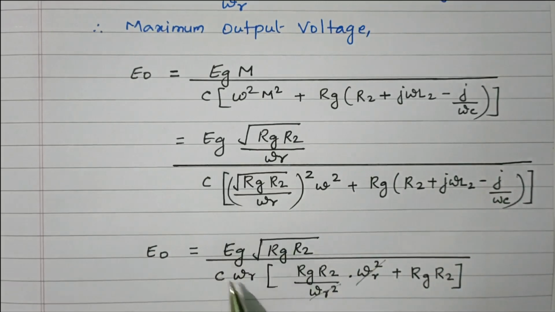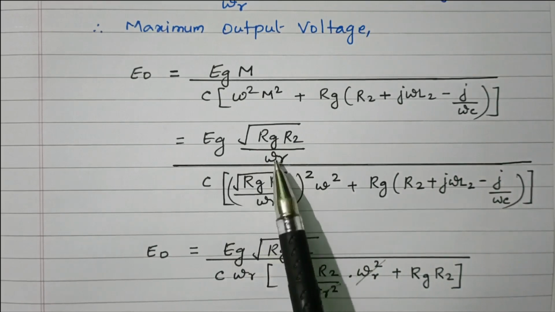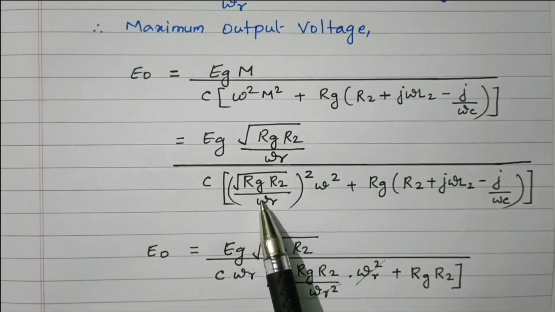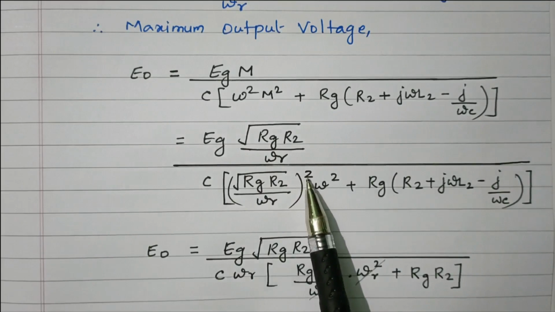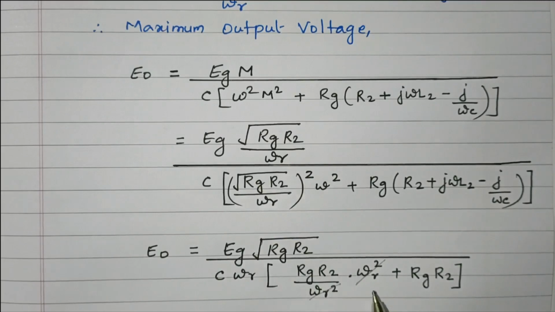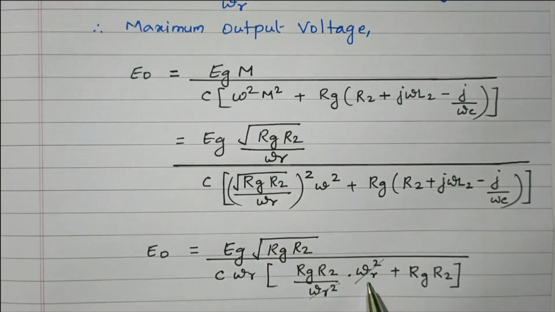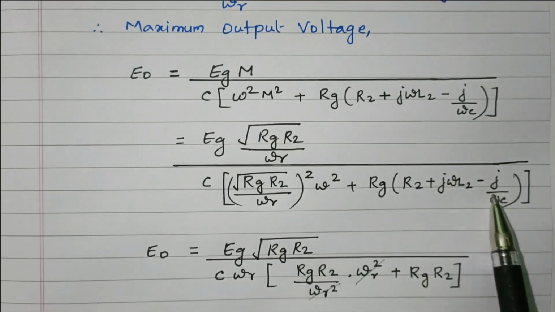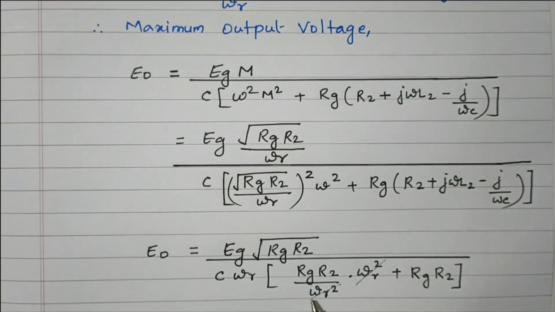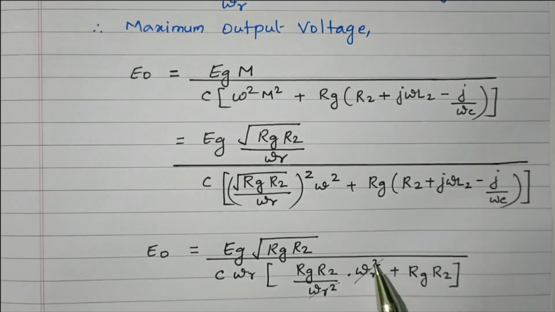So that Eg square root of Rg R2, this omega r is available in the denominator, right? C into omega r. Then this term is available. While taking the square, it becomes Rg R2. Square root of Rg R2 square is Rg R2 divided by omega r square into omega r square. Now everything is converted. Omega is changed into omega r, resonant condition. This term is 0. So Rg plus Rg into R2. This omega r got cancelled.